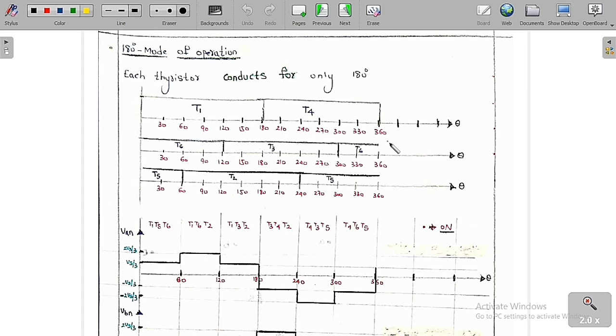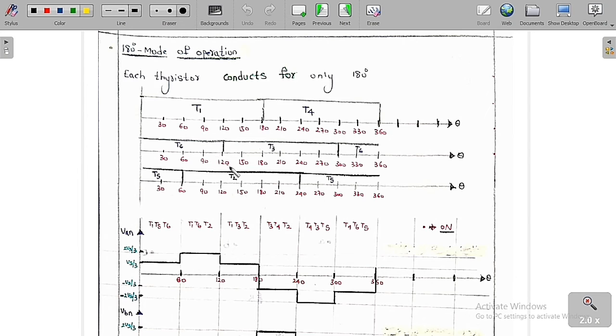In the first leg there are T1 and T4. From 0 I am going to consider 180 degrees. From 0 to 180, T1 is going to conduct, and from the remaining 180 to 360, T4 is going to conduct. So in the first leg there are T1 and T4 thyristors. T1 conducts from 0 to 180, whereas T4 conducts from 180 to 360, each for a 180-degree range.